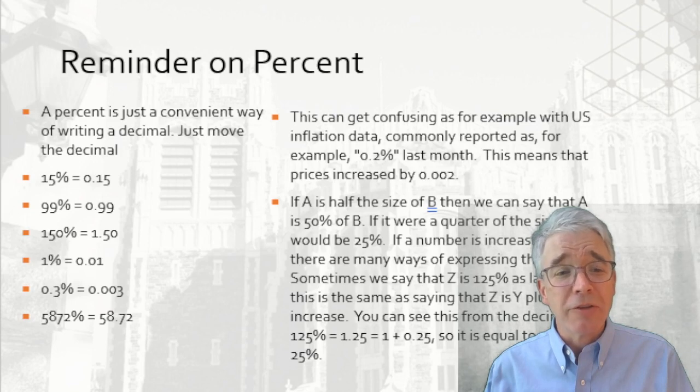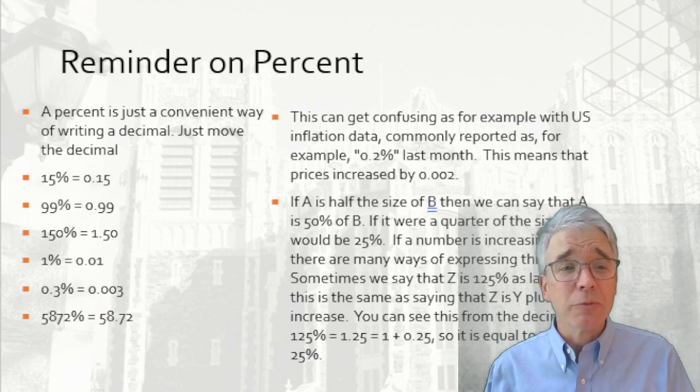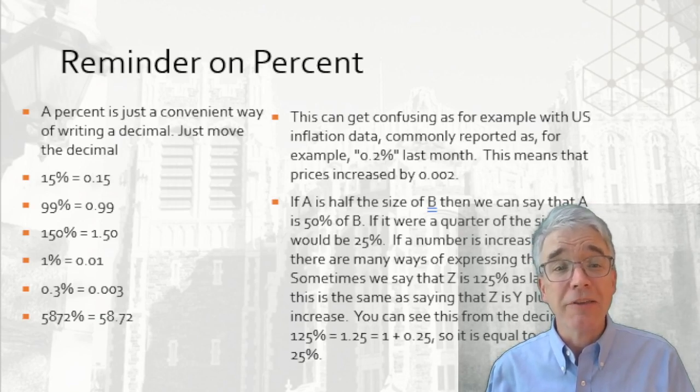Now, we've been using percentages, so let's do a quick review. Percent is a convenient way of writing a decimal. You just move the decimal point. 15% is 0.15. 99% is 0.99. 150% is 1.50. You see, we're just taking that decimal point and moving it over. So 1% is 0.01. 0.3 of 1% is 0.003. It's a very mechanical thing. We're just moving that decimal point. Later, we'll be talking about things like U.S. inflation data, where it's commonly reported as, for example, 0.2%, which means 0.002.